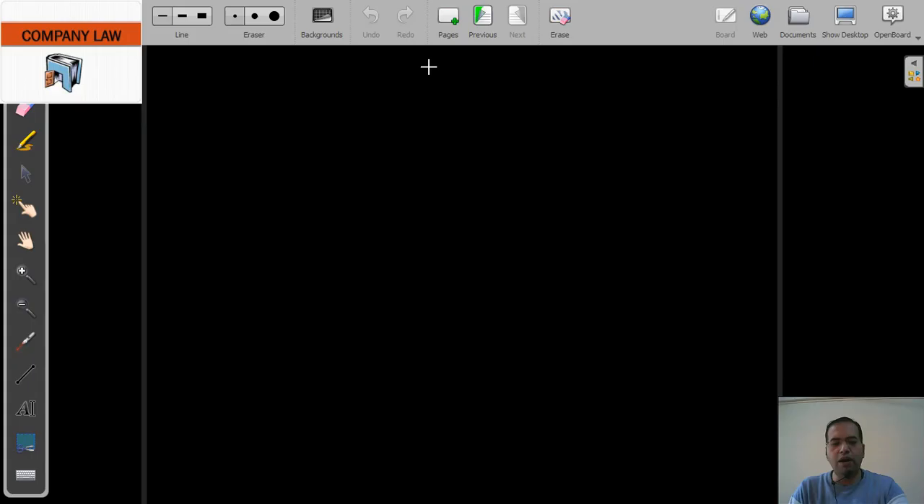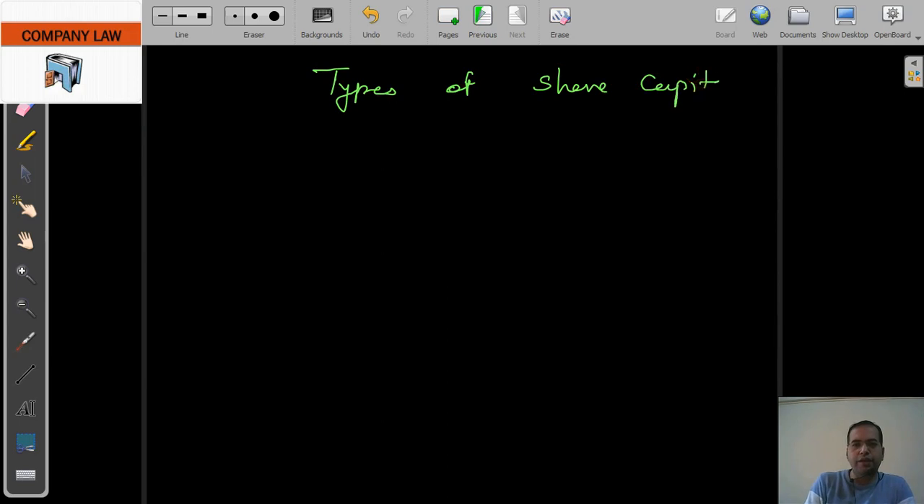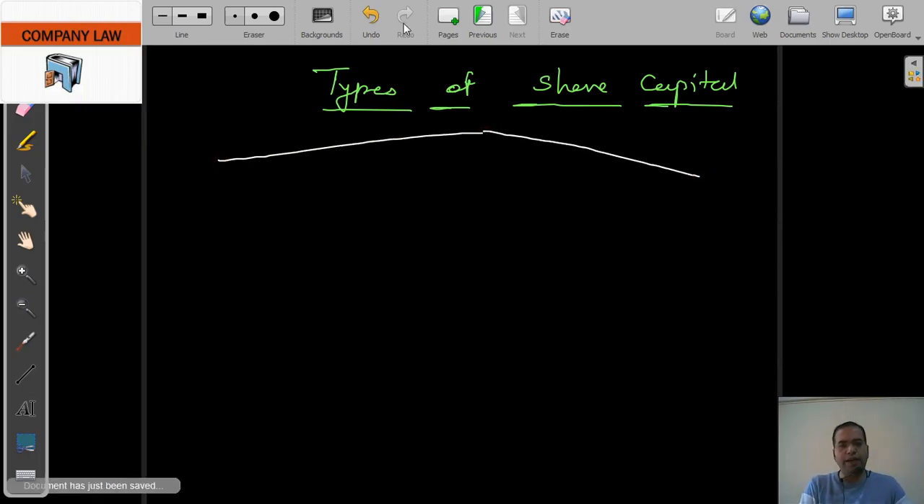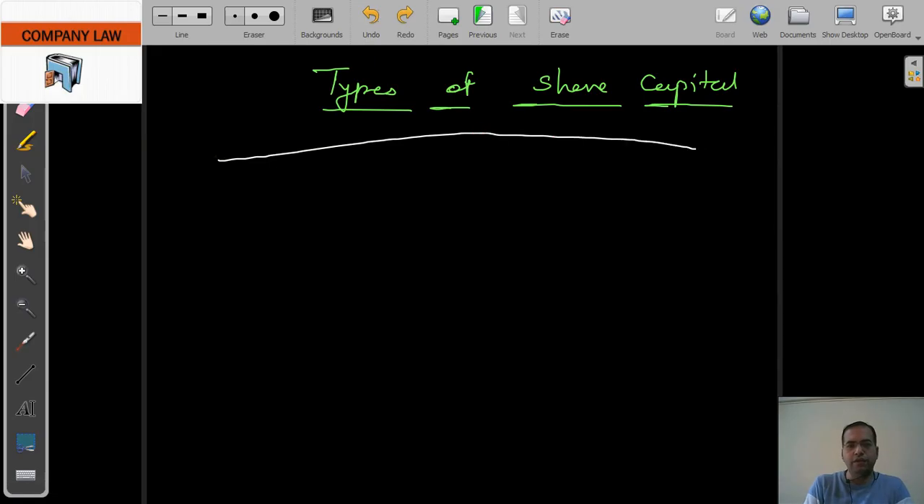Now let's talk about the types of share capital. Now we are moving on to the very important topic: types of share capital, where exactly it is defined. So types of share capital basically are divided into two categories.